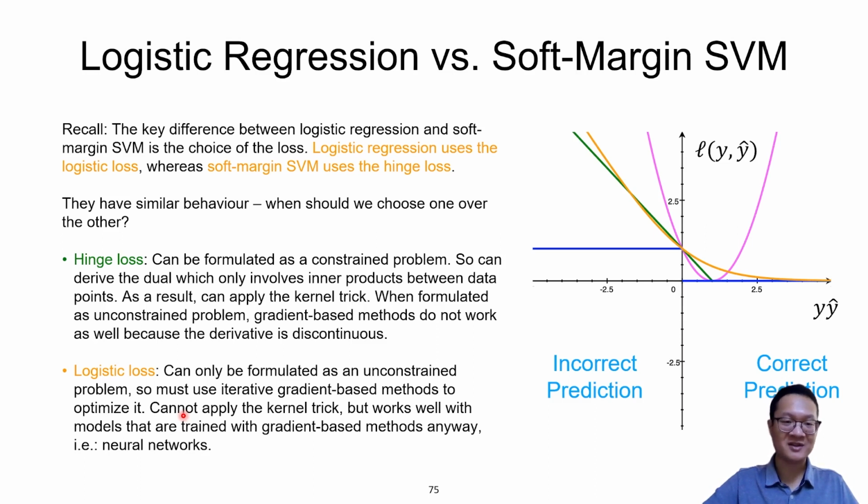That's because the resulting model doesn't only involve the inner product between the data points. But instead of using the kernel trick, we tend to use neural network models so that we can learn the features instead of picking the features.